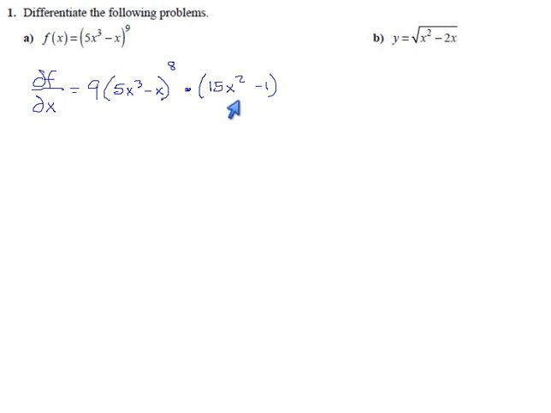And other than switching the order, I don't see anything important that I could do to clean this up, so I'm just going to leave it right there. That's not a bad place to stop. Let's see what happens with this other one. It's pretty much the same idea.